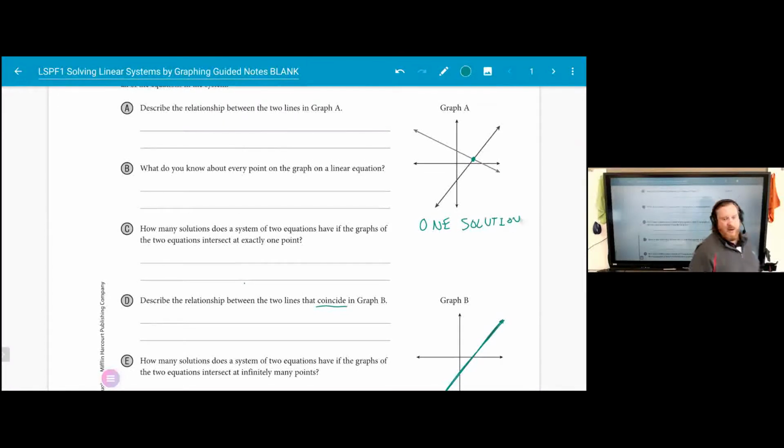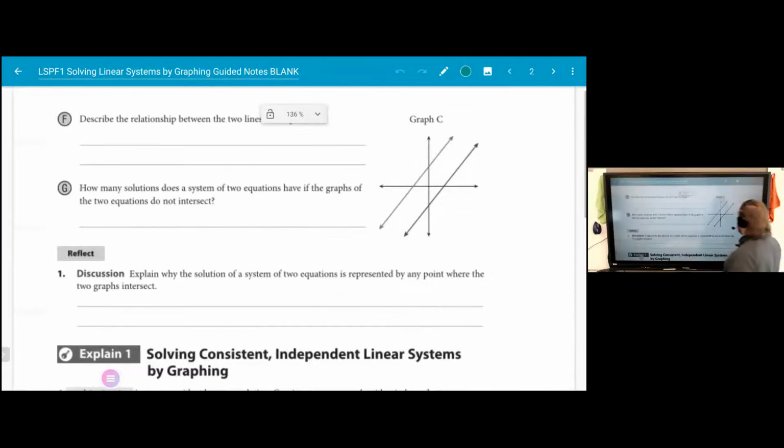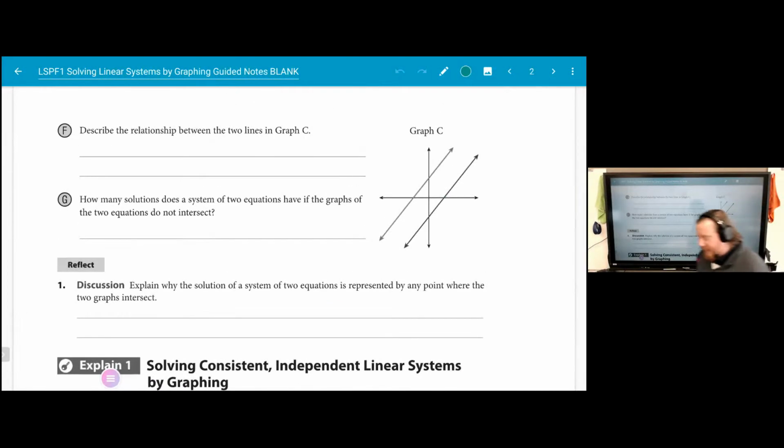Can you think of any other way that two lines interact? Well, if you flipped ahead in the book, you can, or maybe you thought about it. What if you had, I don't know, parallel lines? How many times do parallel lines touch? I don't say it's a trick question, but at the same time, we know that parallel lines never touch. That's what makes them parallel. If they don't touch, if they don't intersect, they have no solutions.